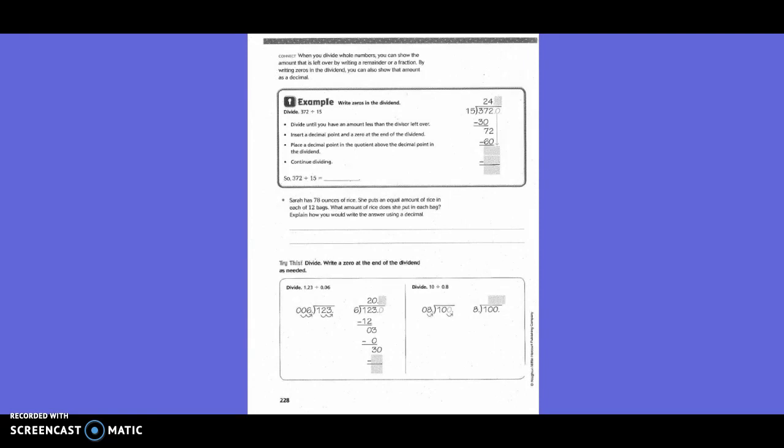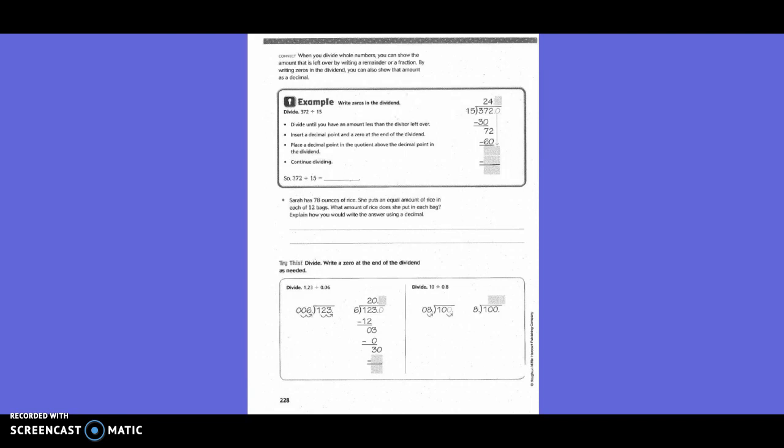When you divide whole numbers, you can show the amount that is left over by writing a remainder or a fraction. By writing zeros in the dividend, you can also show that amount as a decimal. Write zeros in the dividend. Divide 372 divided by 15. And divide until you have an amount less than the divisor left over. Insert a decimal point and a 0 at the end of the dividend. Place a decimal point in the quotient above the decimal point in the dividend and continue dividing.